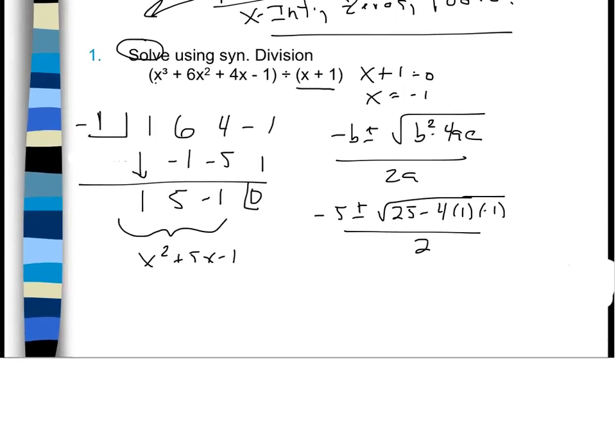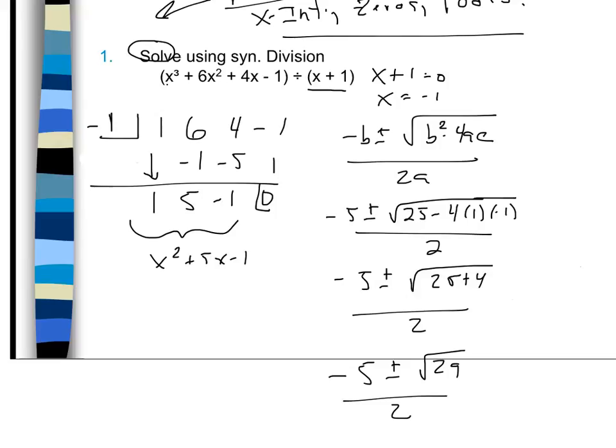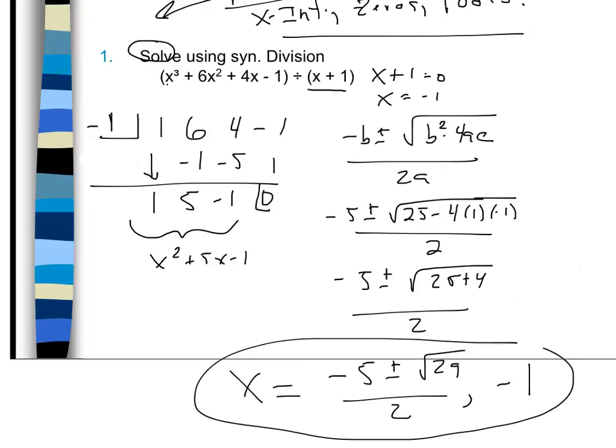So now I'm going to go ahead and simplify what's in my radical. And that's going to be a 25 plus 4 all over 2. And so I'm left with negative 5 plus or minus the square root of 29 all over 2. And from the beginning of the problem, I also had that negative 1. So my x's are equal to negative 5 plus or minus root 29 over 2 and the negative 1.